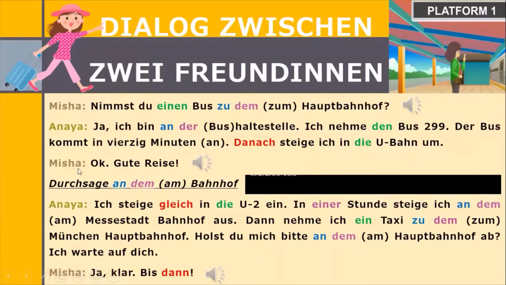So Misha is asking Anaya, are you taking a bus to the central station? And Anaya says, yes, I am at the bus stop. I am taking the bus number 299. The bus is going to come, or is coming, in 40 minutes. But if an is added at the end of this sentence, it means that Anaya is saying that the bus is arriving in 40 minutes. Afterwards, I am going to change the transport to the underground train. Then Misha says, Okay, gute Reise. Okay, have a nice journey.